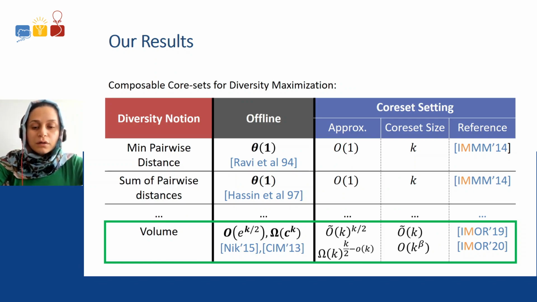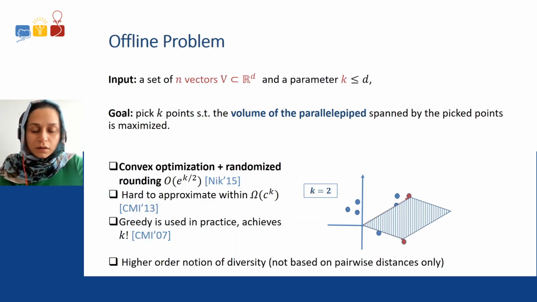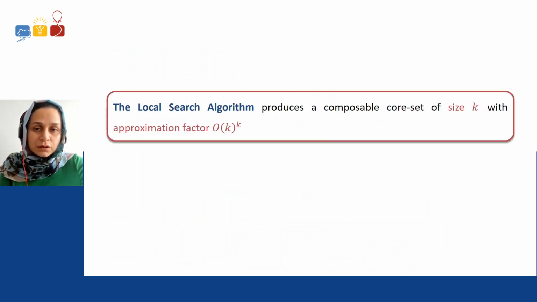Okay, so let me now tell you how we can get a coreset for the notion of volume. So how we can get a composable coreset for the volume maximization problem. And again, as before, the offline problem, just let me remind you that we have a set of n points. The goal is to pick k of them, given a parameter k, such that the volume of the parallelepiped spanned by those k points is maximized. And now I'm going to show you that in fact the local search algorithm is giving a coreset of size k with approximation factor of order k to the k.